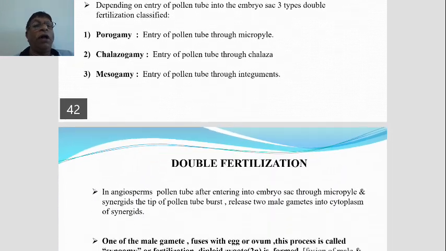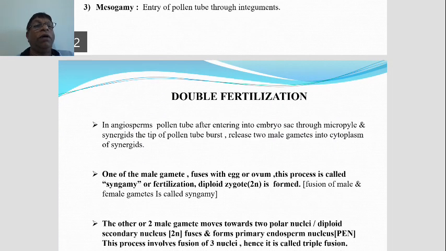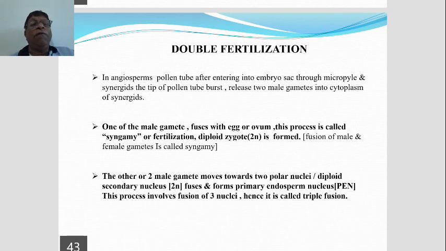Very important for 5 marks. Okay, double fertilization. Refer to the diagram. See the ovule, embryo sac, egg apparatus with ovum, at the center the definitive nucleus, diploid one, and three antipodals at the chalazal end, embryo sac, central cell, the pollen on the stigma, germinating pollen, pollen tube, then the tip of the pollen tube containing two male gametes. You can see in the diagram.